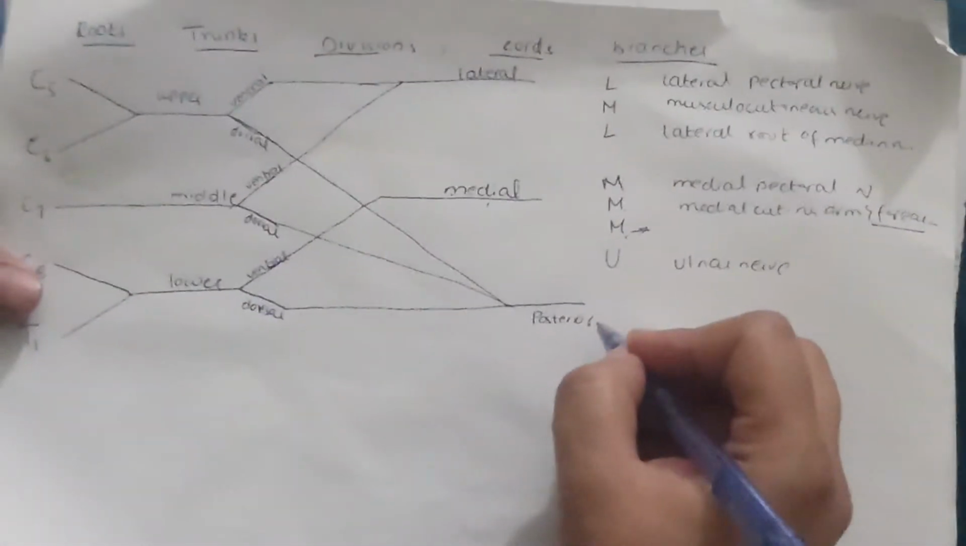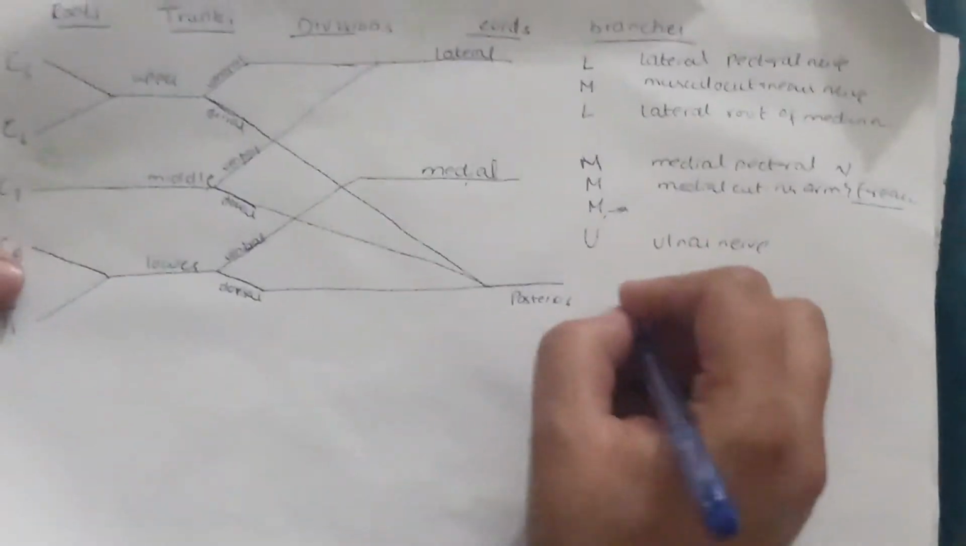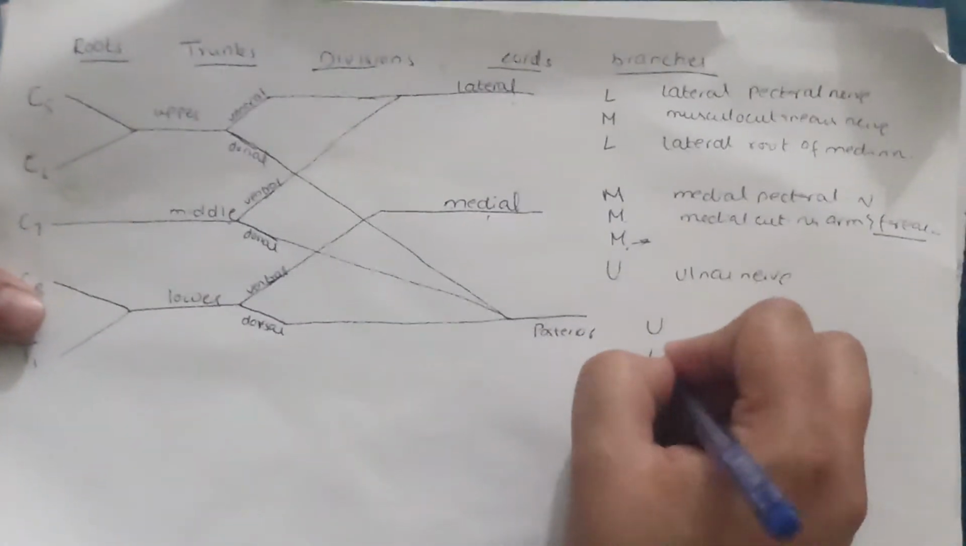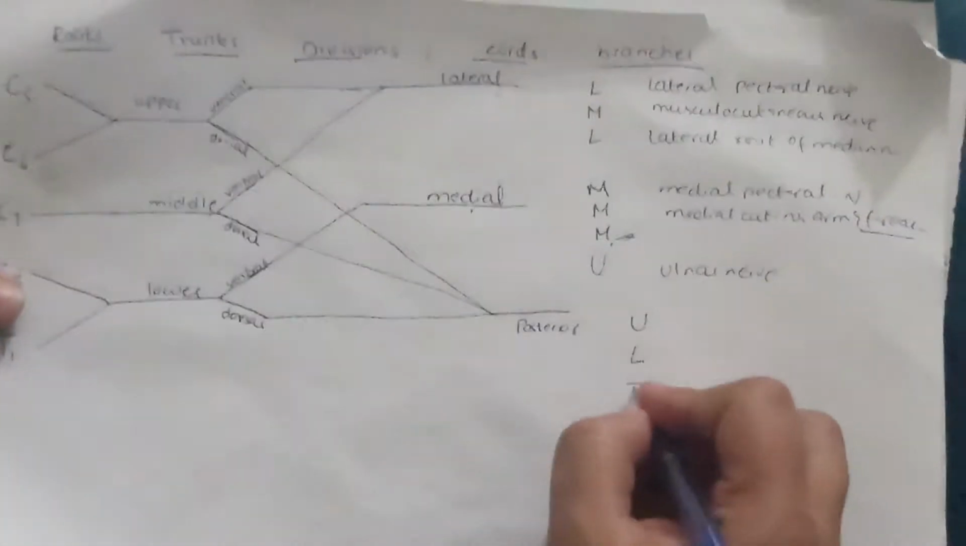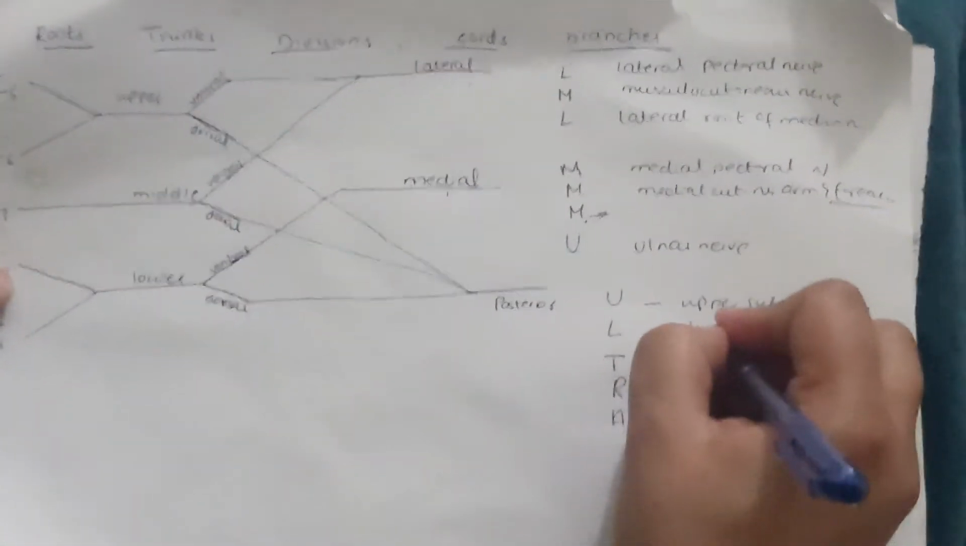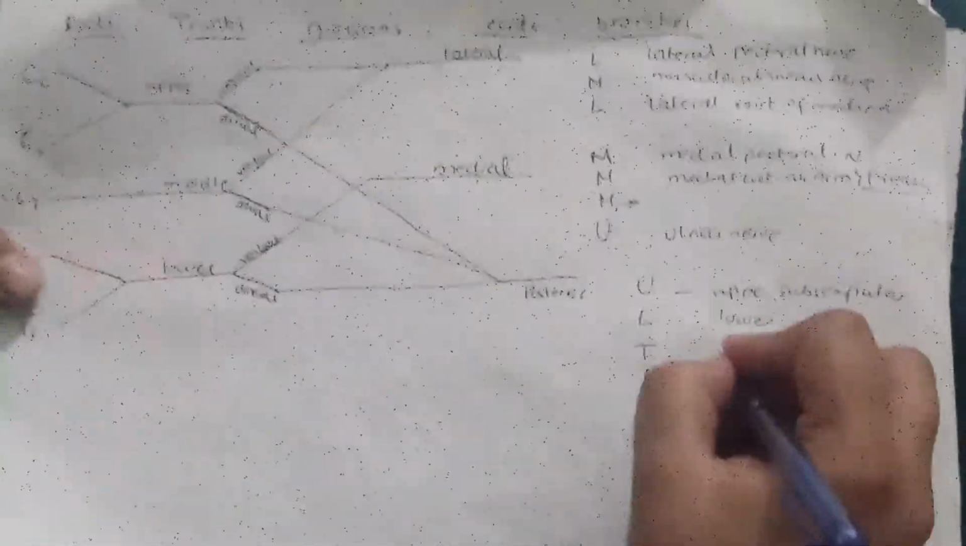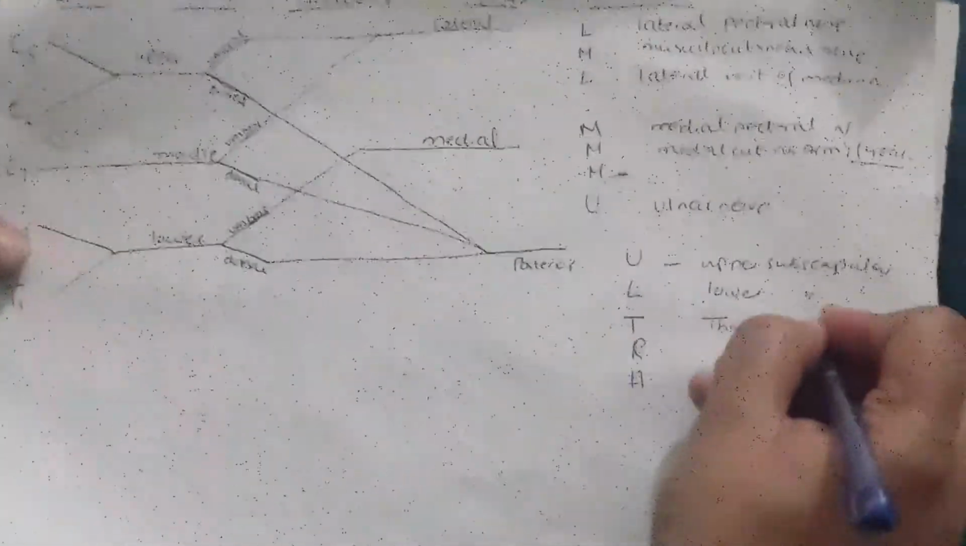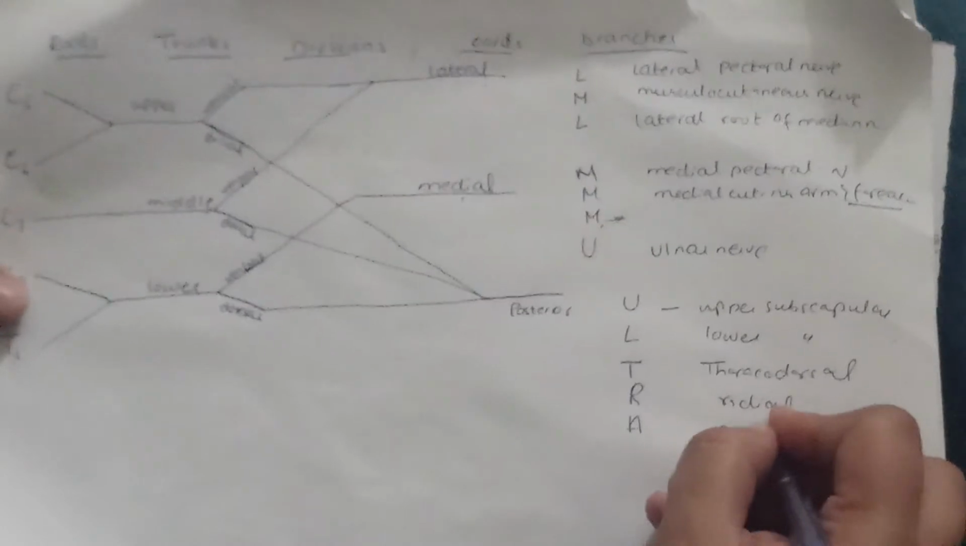Now come to the branches of the posterior cord, for which you remember this formula or mnemonic, ULTRA. U for the upper subscapular. L for the lower subscapular nerve. T for the thoracodorsal. R for the radial nerve. And A for the axillary nerve.